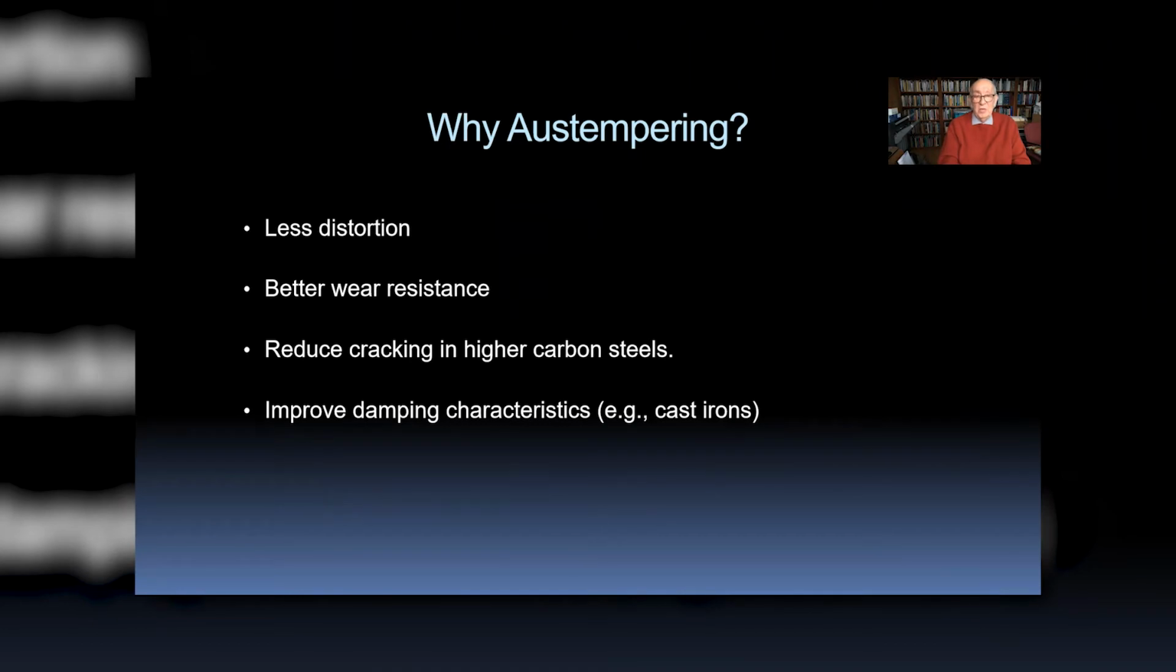But the bottom line is we typically get less distortion. We get better wear resistance. We don't suffer from cracking, as some of the high carbon steels are prone to do. And interestingly enough, with cast irons, we get some what are called improved dampening characteristics, noise and vibration. So why is it important, like for example, in an automotive engine, to have dampening characteristics? Because we want the engine to run quietly.